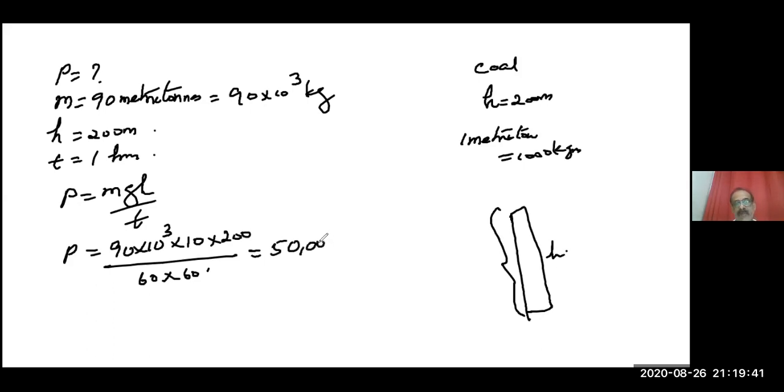Why 60 times 60? 1 hour is 60 minutes, and 1 minute is again 60 seconds.